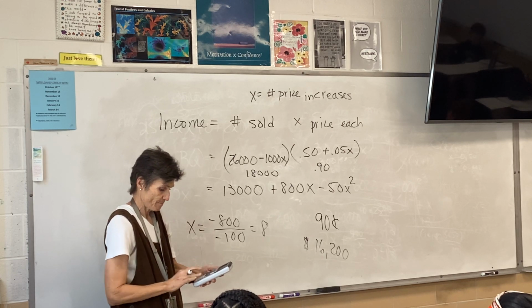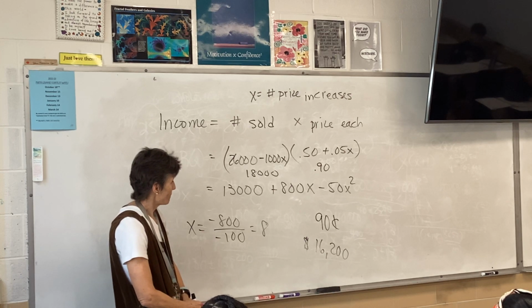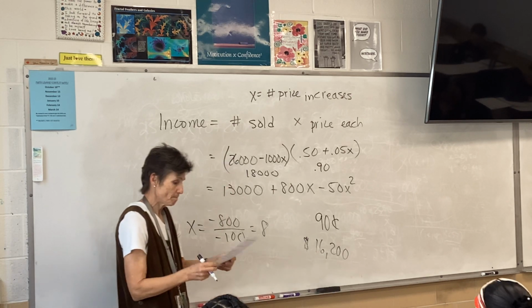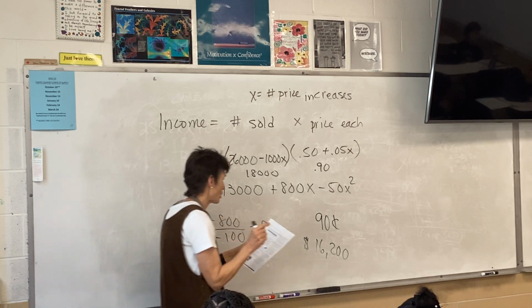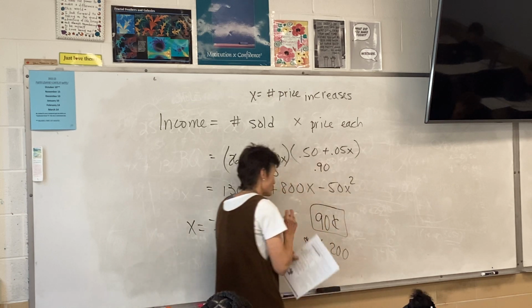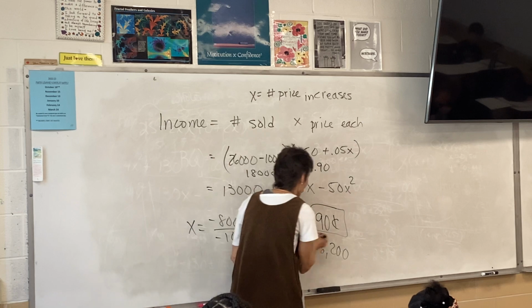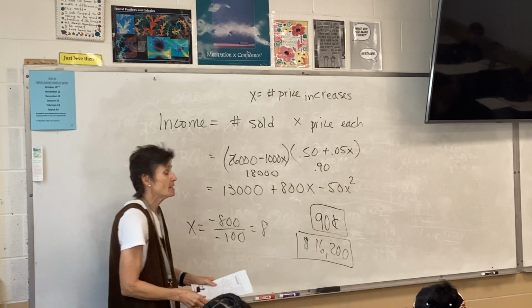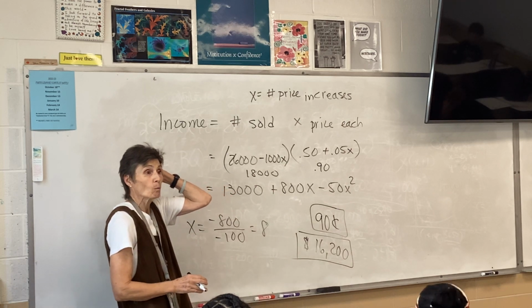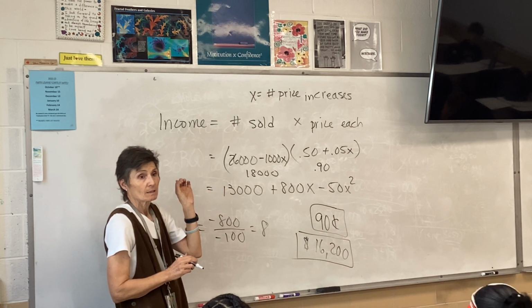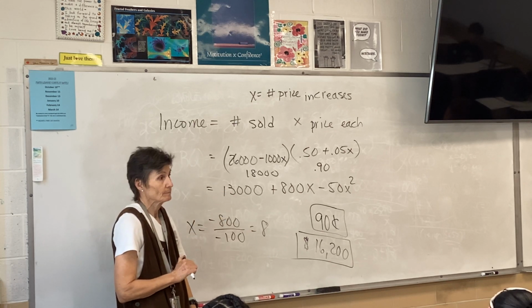Did you do that right? So the answers to the question, one question was, how much should they charge? Right here it is, there's the price they should charge. What is their maximum revenue? Right here, that's their maximum revenue. And how did I find the revenue? It was the number I sold times the price each.